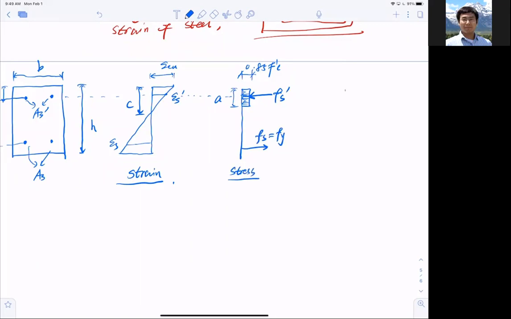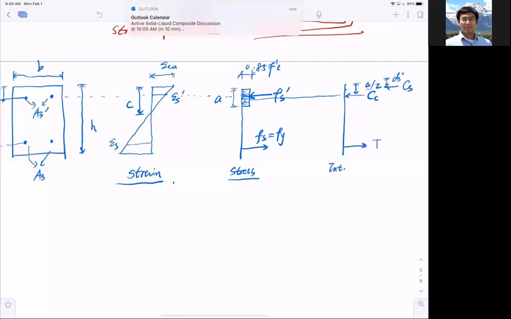And then the internal forces. I have a Cc right here, and that distance from the top is half a. In addition to that, I also have Fs prime, and the distance is ds prime. Fs means stress, so in terms of forces I call this Cs, the compression force from the steel. And then I also have the tension force at the bottom here. So these are called internal forces.